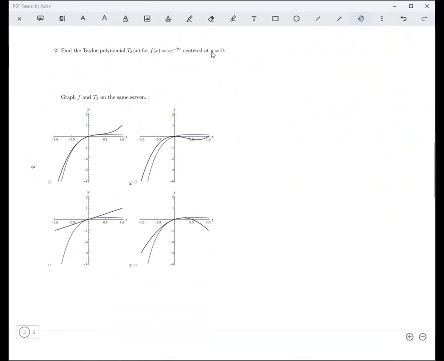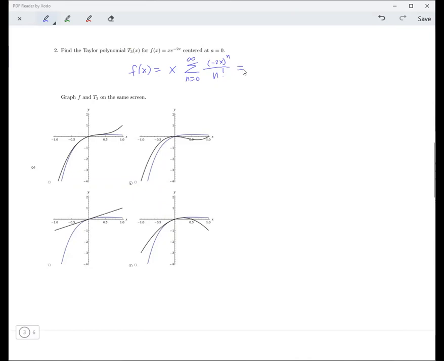Find the Taylor polynomial centered at 0. Okay, this is great because we know that e to the x is the summation of x to the n over n factorial. That's for e to the x. If this was e to the x, it would be x to the n over n factorial. But it's e to the negative 2x. So just put negative 2x in there, and there we go. That's going to be it right there.